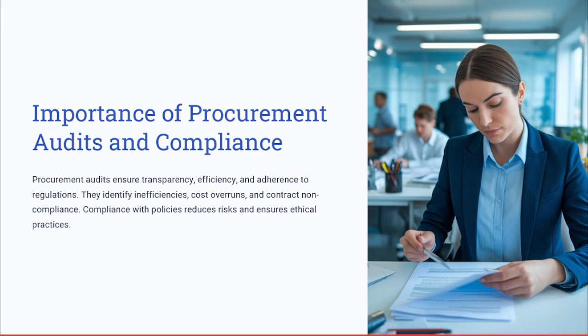So first, let's recap the importance of procurement audit and compliance. We talked in the previous session about how the procurement audit plays a critical role in project governance and financial accountability. By assessing the procurement processes, contracts, and vendor performance, audits ensure adherence to policies, prevent fraud, and enhance operational efficiency. Regular audits allow project teams to identify cost-saving opportunities and mitigate procurement-related risks.